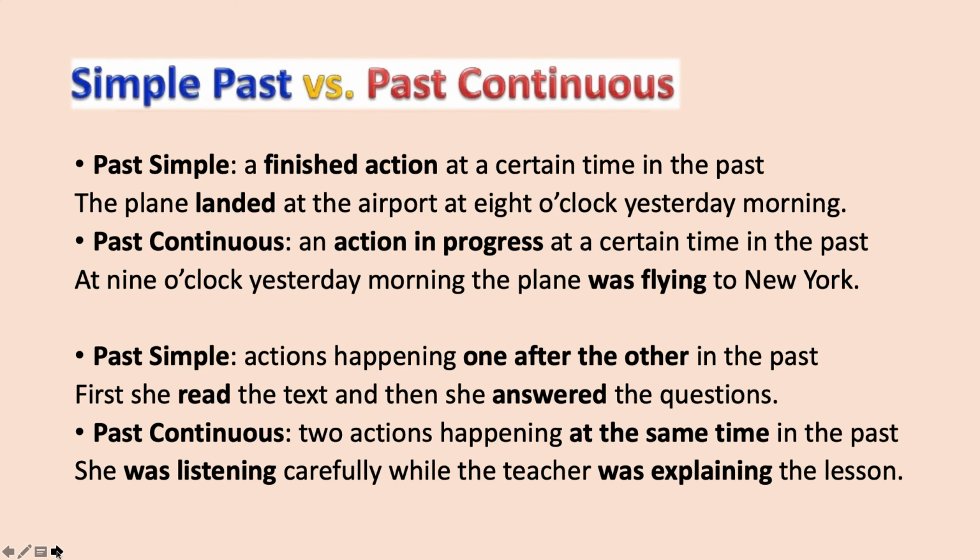And again, you can have the simple past and the past continuous in the same sentence, and then the past continuous would be the longer action that was in progress. For example, I was sleeping when the phone rang, and then the phone rang is the simple past. This is the interruption.